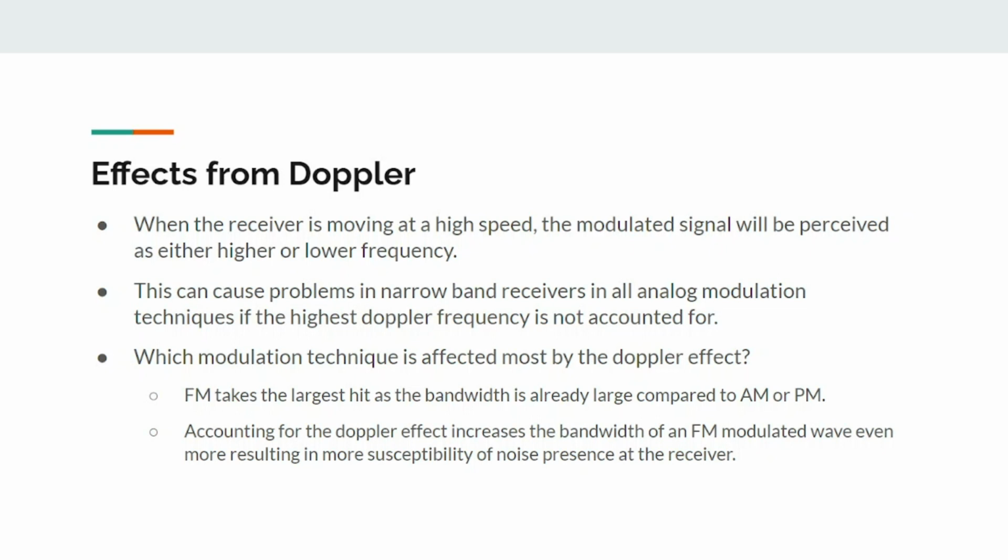Effects from Doppler: when the receiver is moving at high speed, the modulated signal will be received at either a higher or lower frequency. This can cause problems in narrowband receivers for AM or really any analog modulation technique, because if the passband doesn't include the highest Doppler frequency, the carrier frequency will not be observed and the message will be lost. FM actually takes the largest hit because its bandwidth is already large compared to AM. Accounting for Doppler effects increases the bandwidth of the passband filter at the receiver even more, which brings on more susceptibility to noise.